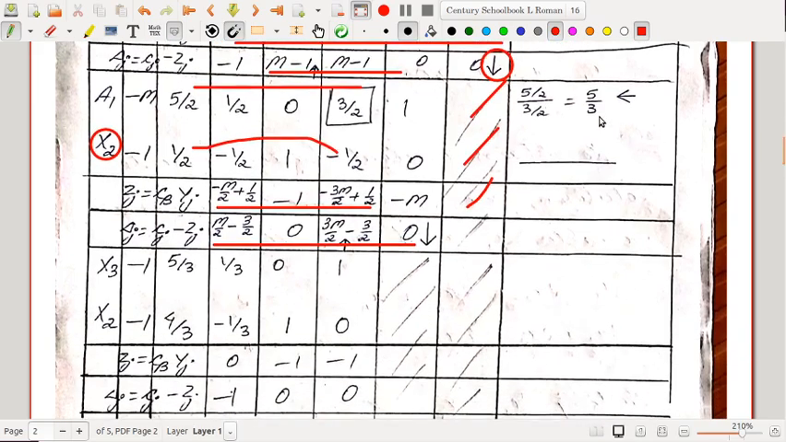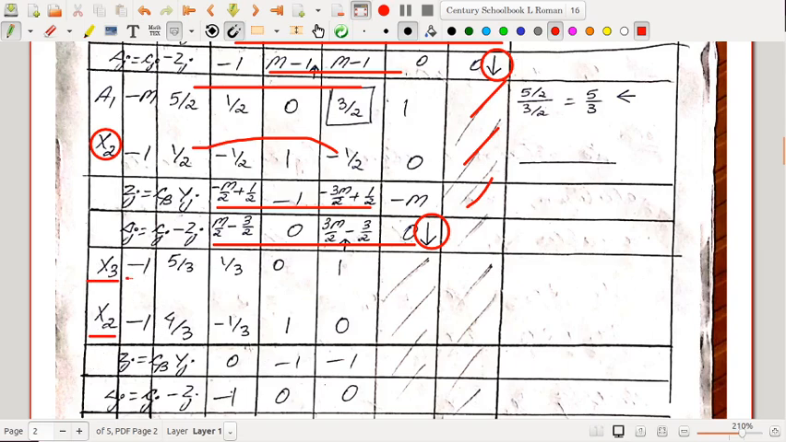So the minimum ratio is this 5/3. So this particular vector a1 leaves the basis. You can observe I have given one arrow mark here. So a1 will leave the basis, and in place of a1 we will get x3. In place of a2, x2 already remains.